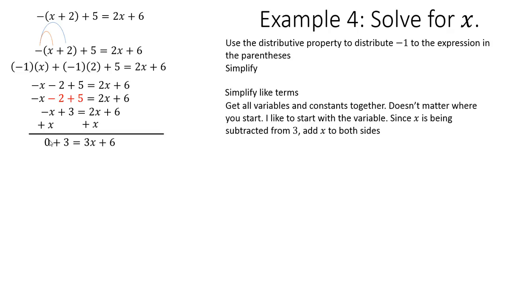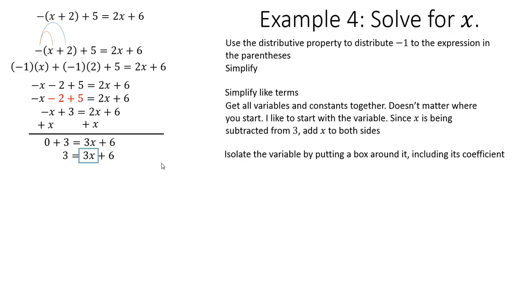Negative x plus x, that's 0, and then I'm going to bring down my 3, and then 2x plus x, that's understood to be 1x, so that gives me 3x. Plus, and I just brought down the 6. And then 0 plus 3, that's just going to be 3. And so my equation is 3 equals 3x plus 6. And now you have a two-step equation that you should know how to solve. And the first step to solve that, you need to isolate the variable by putting a box around it, including its coefficient, which would be 3. So I'm putting a box around the 3 and the x.